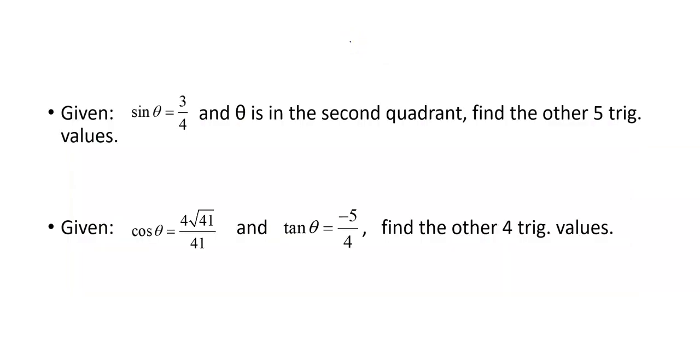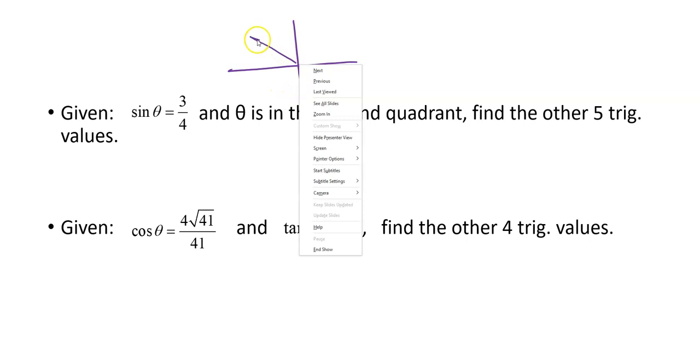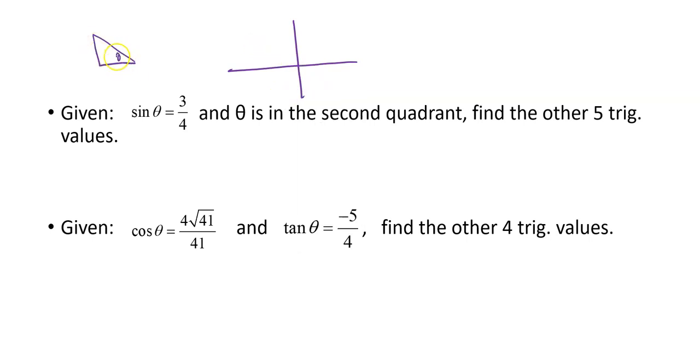Given the sine is 3/4 and theta is in the second quadrant, find the other 5 trig values. Well, the sine is 3/4 in 2 different places, right? Sine is opposite over hypotenuse. And what this is saying is that both the opposite and the hypotenuse are positive. Well, the hypotenuse is always going to be positive. So if sine is 3/4, and I'm in the second quadrant, I'm looking at a triangle like this. There's my theta. Sine is opposite over hypotenuse. So opposite is 3. Hypotenuse is 4.